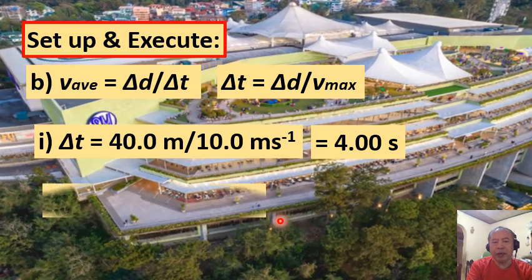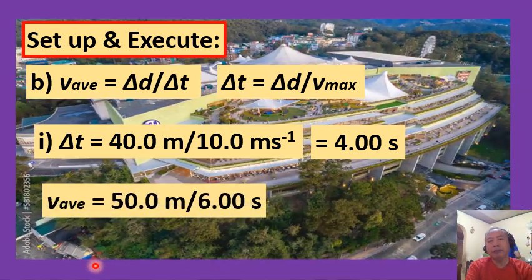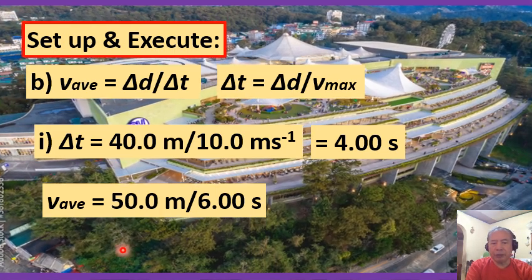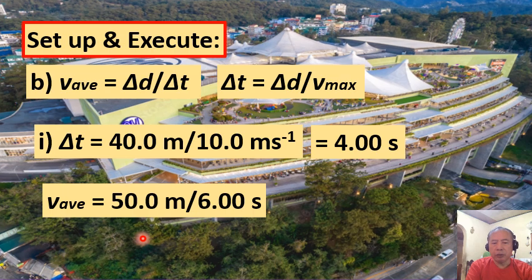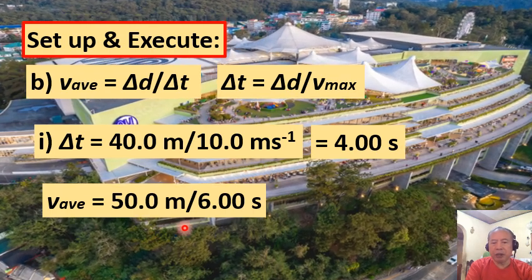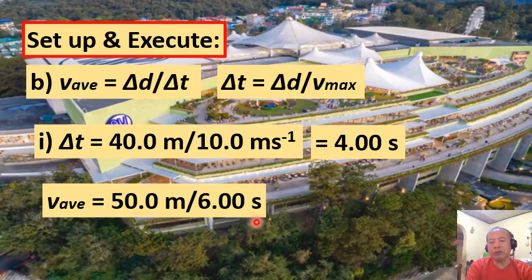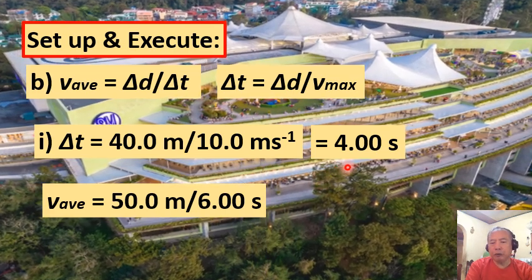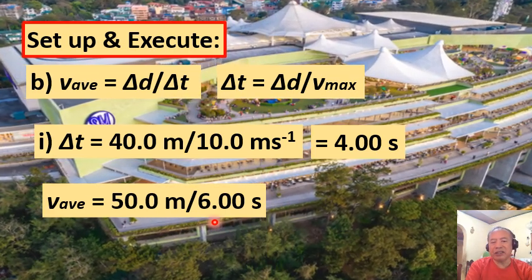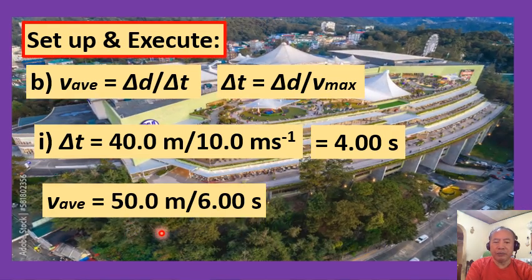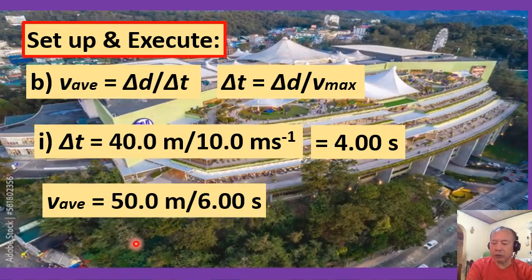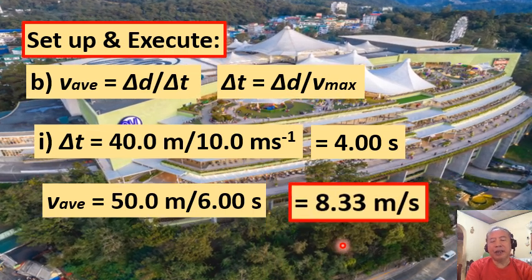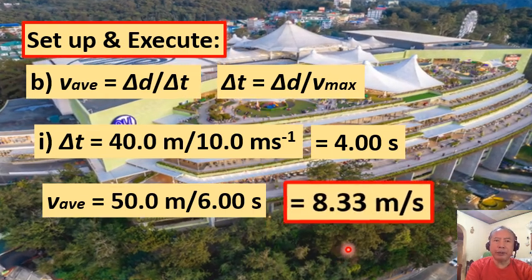We can then determine the average speed of the sprinter for the first event, the 50.0 meter dash. So we just divide 50.0 meters by the total time, which is 6.00 seconds. We add 2.00 seconds to 4.00 seconds. That's how we got 6.00 seconds. So dividing these quantities, we get the average speed equal to 8.33 meters per second, rounded to 3 significant figures.